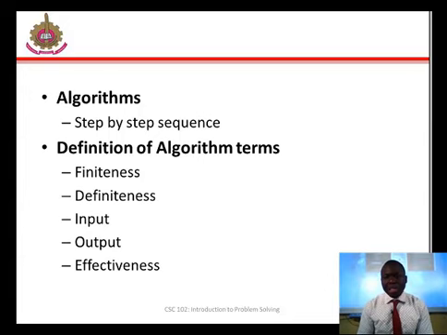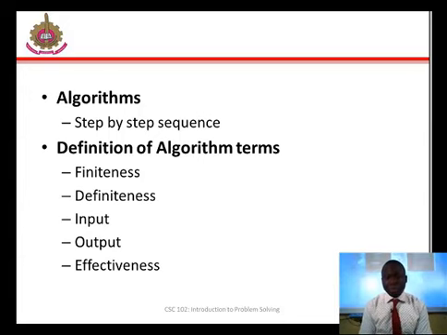Now, there are certain terms in algorithm. Let's define them. Finiteness. The algorithm must always terminate after a finite number of steps. Definiteness. Each step must be precisely defined. The actions to be carried out must be rigorously and unambiguously specified for each case.